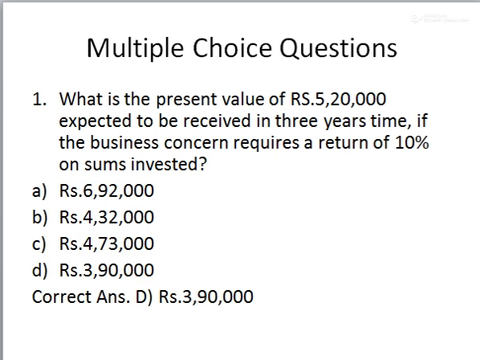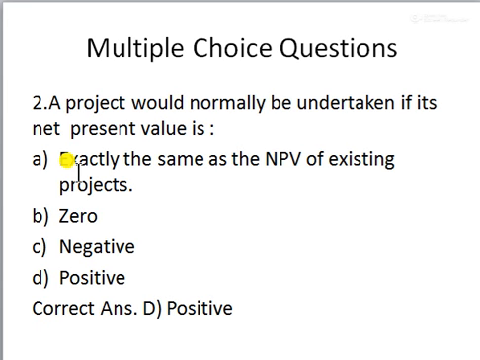Next, coming to the second question: a project would normally be undertaken if its net present value is dash. Out of 4 options, the correct answer is D, positive.